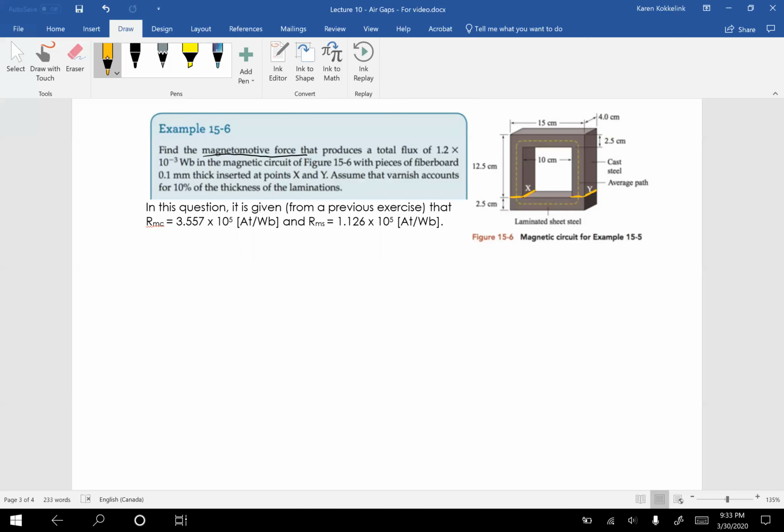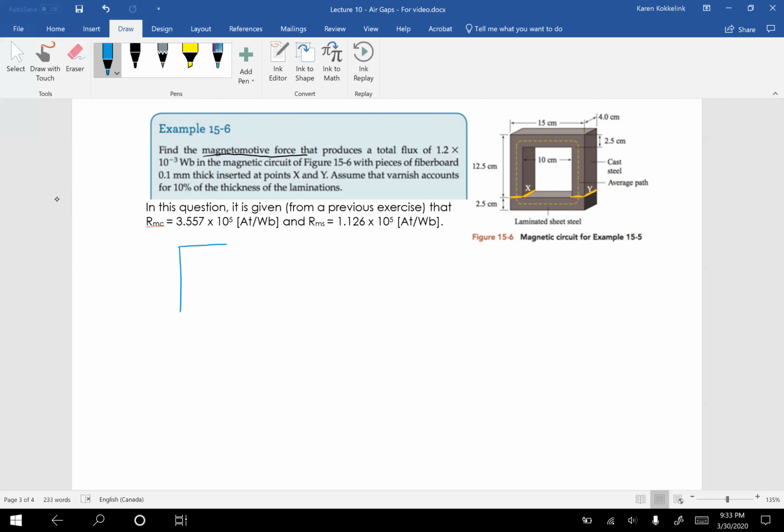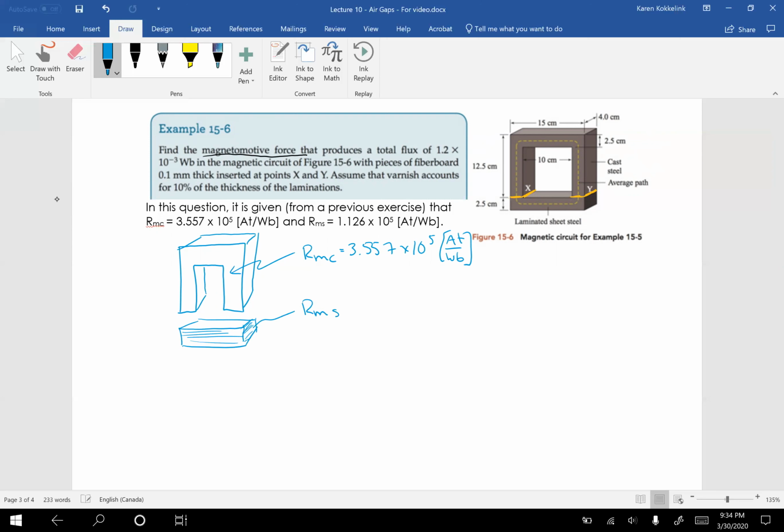In the previous exercise, we calculated a few things. We calculated that the resistance of this top section, the top section is made out of cast steel, and the reluctance of the cast steel section is 3.557 times 10 to the 5 amp turns per Weber. So this is given. And the bottom section, I'm going to exaggerate that gap. This was made out of laminated sheets. And it had a reluctance of 1.26 times 10 to the 5. So these are given.